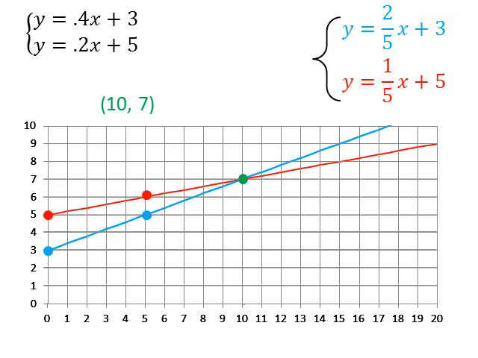So if I plug in 10 for x, it should equal 7 for both equations. So 0.4 times 10 is 4, plus 3 is 7. So that works for the first equation. And 0.2 times 10 is 2, plus 5 will also give us 7. So both of those equations work properly.